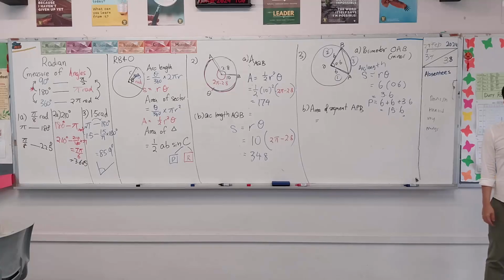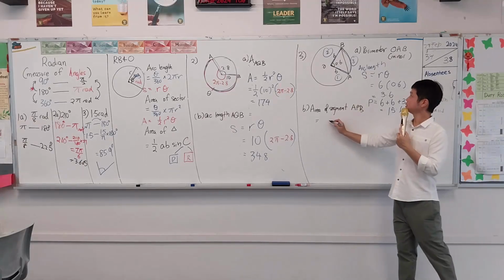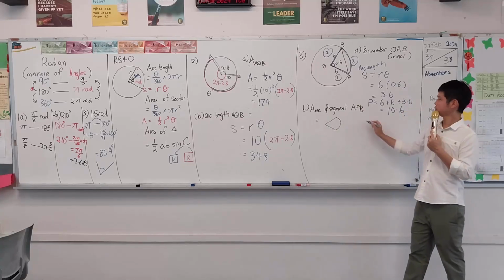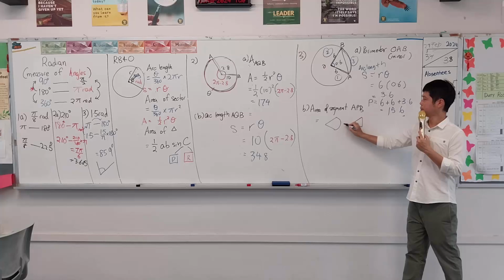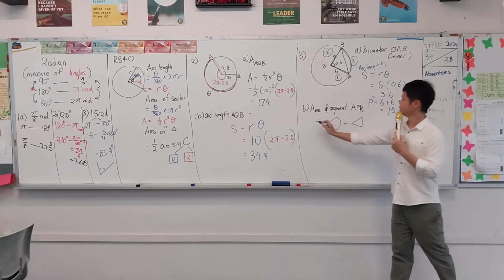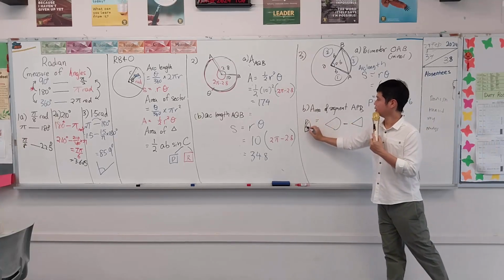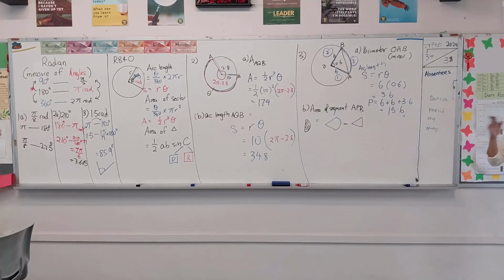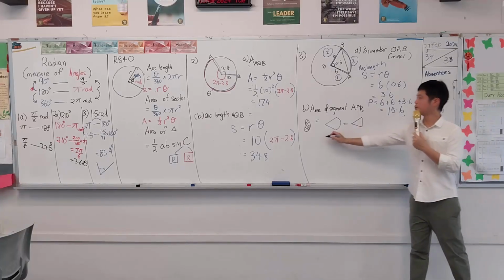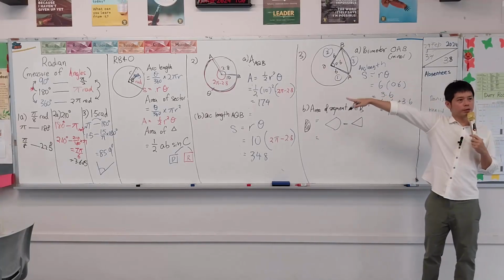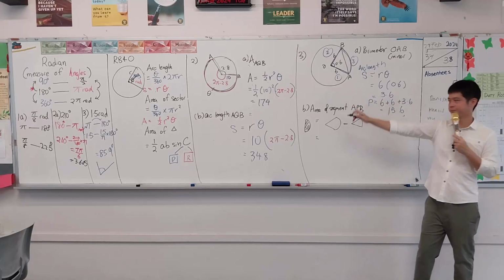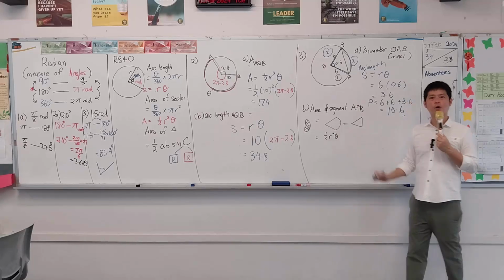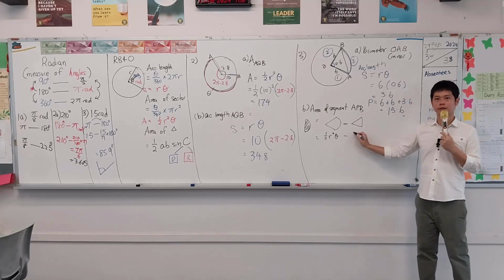Segment. Can we write down the formula, please? To find the segment, we take the sector minus the triangle to give me the ping pong bat shape, the part of the ping pong bat. So I take the sector minus the triangle. What's the formula for sector? It's given in the formula sheet. Half r squared theta.